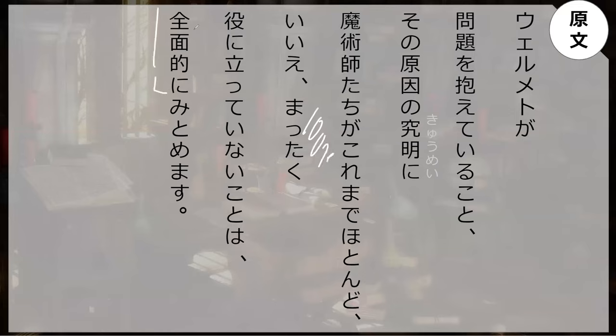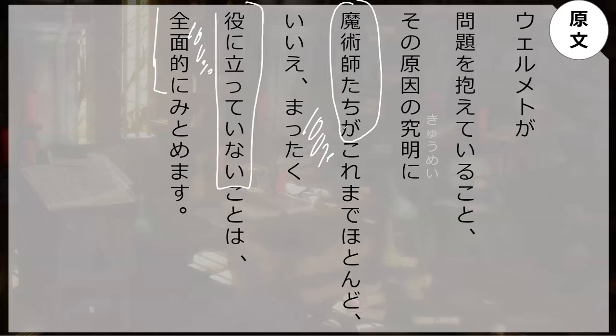The thing that is useless is 全面的に I must acknowledge, 認めます. So just so you know, this ga is connected to this verb, 魔術師たちが役に立てない. So the koto is the generalizing of this event, the idea of the magicians being 役に立つ. Because they're not 役に立つ just one day. They're 役に立つ many days, all the time, you know?